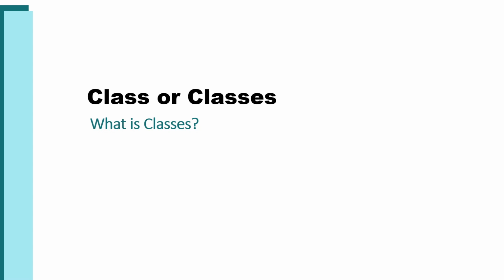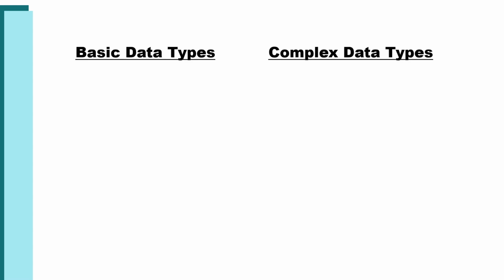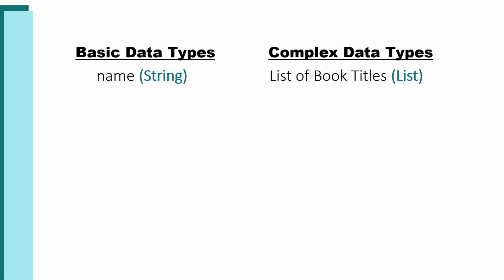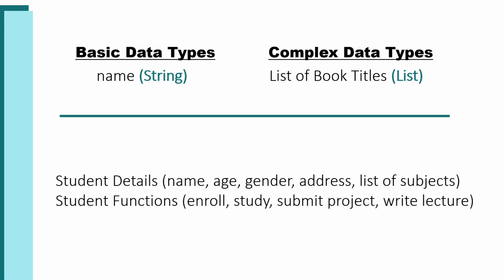I think you are familiar with the built-in data types in Python, the basic data types and the complex data types. So if I want to store a value like a name, I can use a string data type, which is a basic data type. Or if I want to store a list of book titles, I can use a list data type, which is a complex data type. But what if I want to store complete details of something? For example, complete details of a student and the different functions that a student can do. What data type should I use?